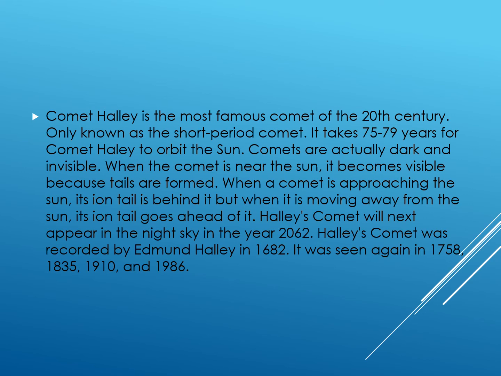Comet Halley is the most famous comet of the 20th century, known as a short period comet. It takes 75 to 79 years for Comet Halley to orbit the Sun. Comets are actually dark and invisible. When a comet is near the Sun, it becomes visible because tails are formed. When a comet is approaching the Sun, its ion tail is behind it, but when it is moving away from the Sun, its ion tail goes ahead of it.